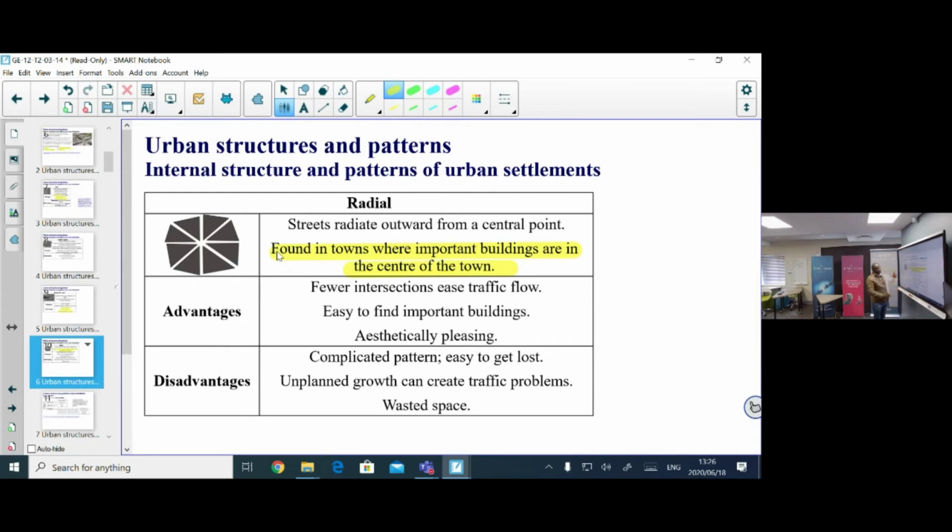Advantages: fewer intersections, ease traffic flow, easy to find important buildings, aesthetically pleasing. Disadvantages: complicated pattern, easy to get lost. Unplanned growth can create traffic problems.